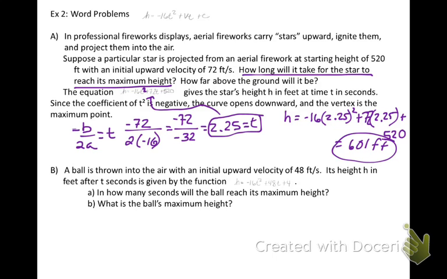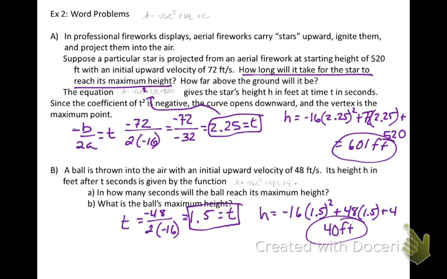And then we have on B, a ball is thrown into the air with an initial upward velocity of 48 feet per second. Its height h in feet after t seconds is given in the function. So they give you the formula. Again, in how many seconds will the ball reach its maximum height? And what is the ball's maximum height? So I'd like you to do that and put me on pause, try it yourself, and then when you're finished, put me on play and check and see if you got it correct.